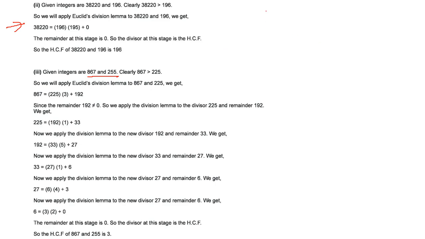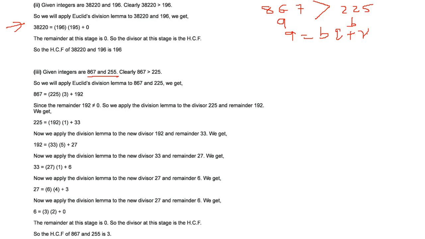First, what we have to find out: 867 and 225 are two numbers, and we have to find out the HCF. How do we do this? The first thing is we have to find which one is greater. So 867 is greater than 225. So this will be A, this will be B. Now we have to represent it in the form of A is equal to BQ plus R. This is division lemma. Okay.